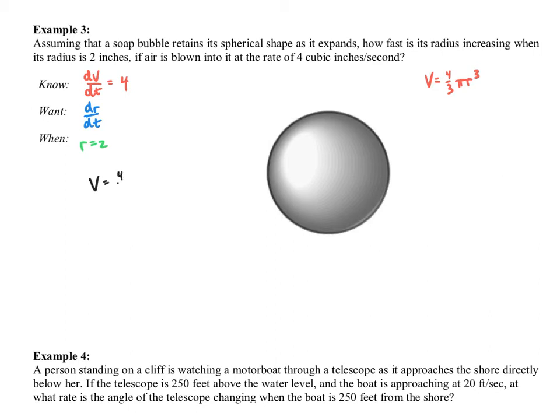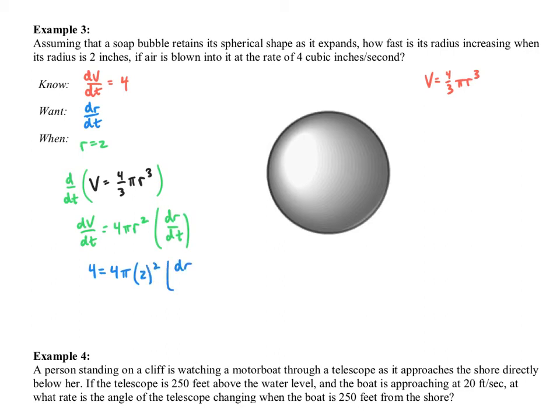So let's go ahead and start off with our formula for the volume, which is 4/3 pi r cubed. We're going to take the derivative with respect to time to get dV/dt equal to 4 pi r squared times dr/dt. And we're going to start to substitute in our values that we know. So the first one is the dV/dt, the rate the volume changes based on time is 4. And then that's equal to 4 pi, and then instead of r, we're going to substitute in 2 and square it. And then we have our unknown, the rate the radius changes.